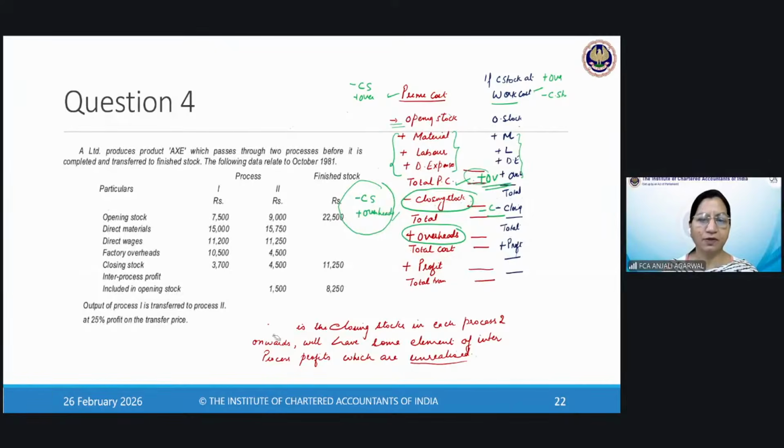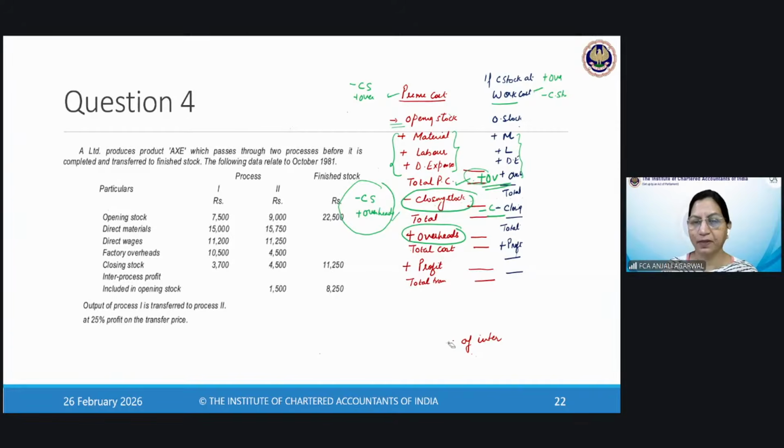Similarly, process two will pass on the output, which will become the input of process three, at some profit. Process three will add some profit to its own department first, and then transfer the goods to the finished goods department. So this is inter-process profit, the first thing.